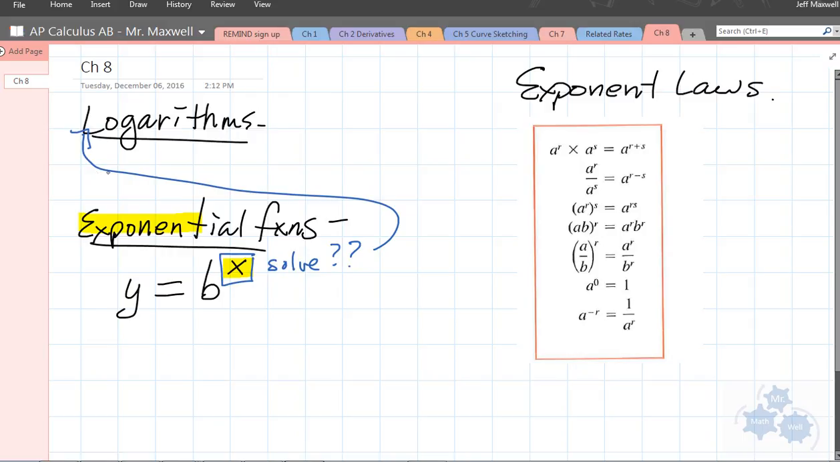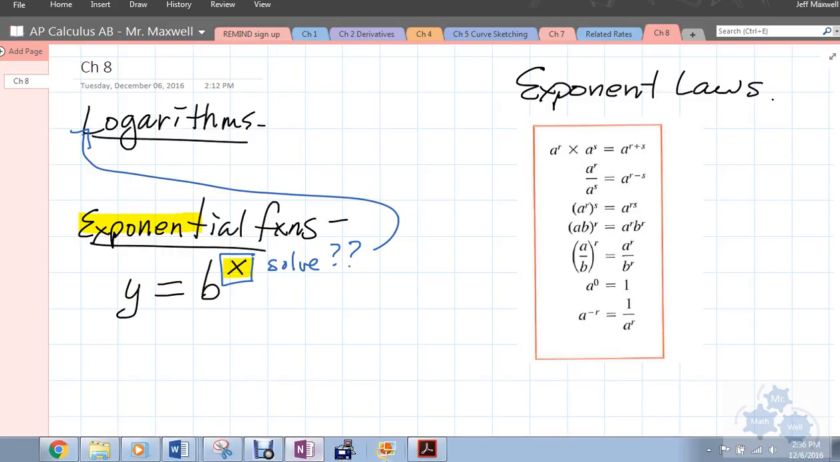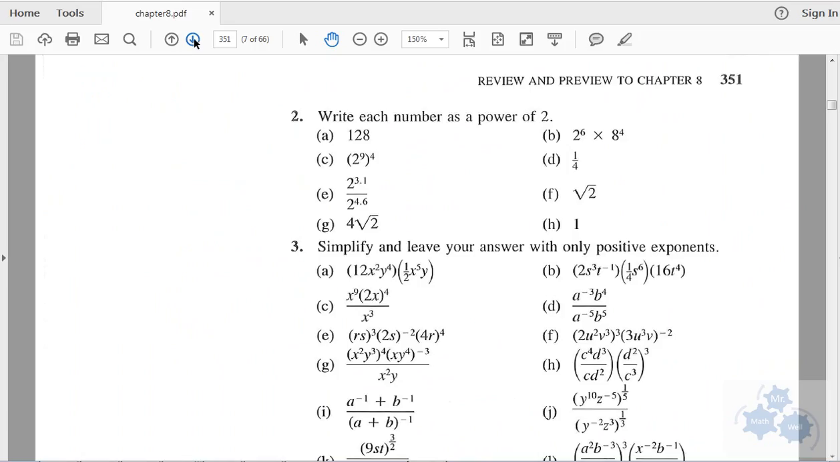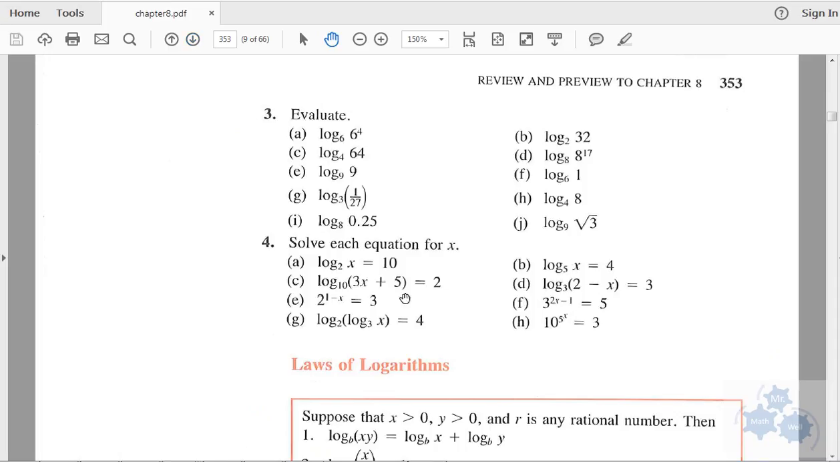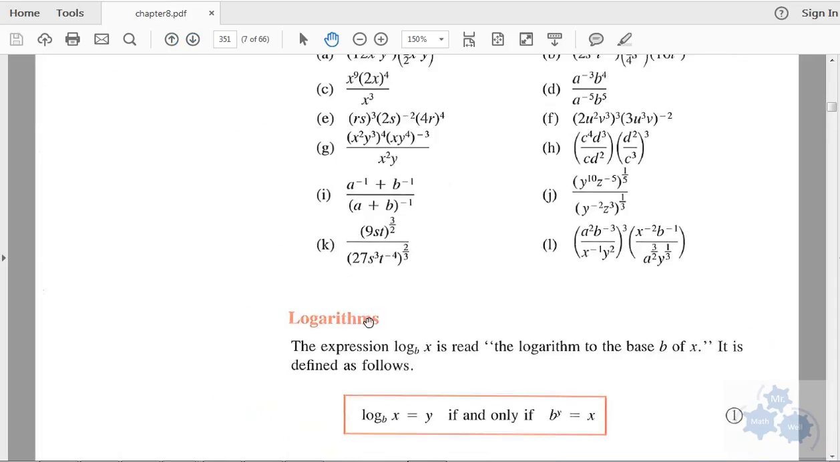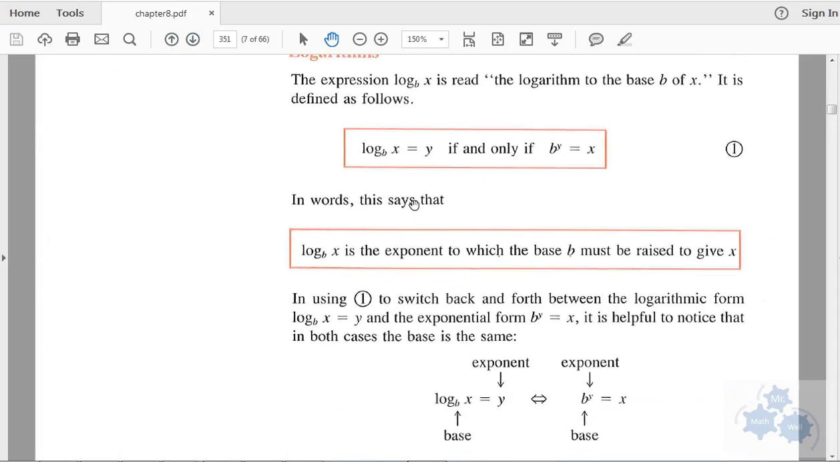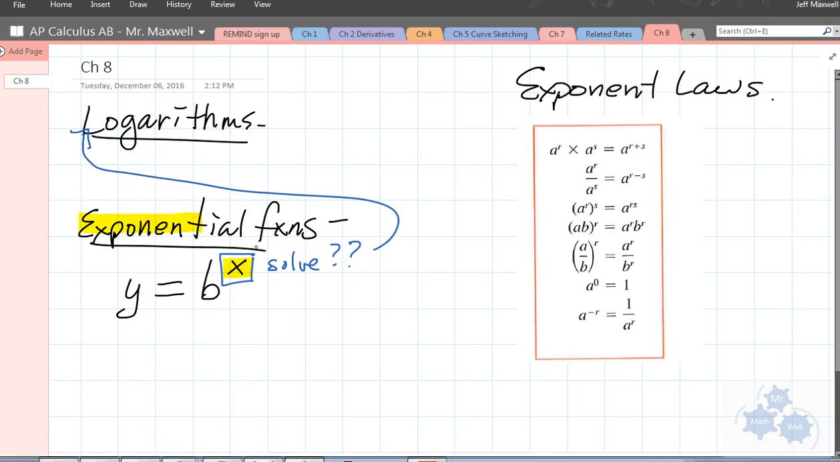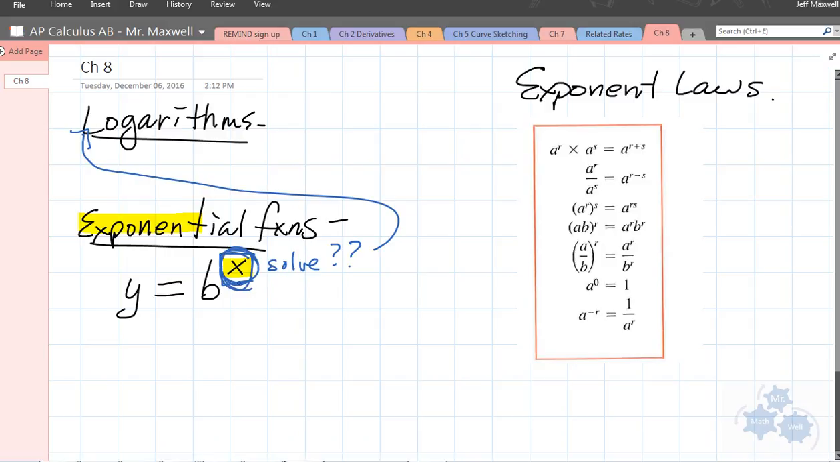So the logarithm, and it's in your textbook here as well. We'll just maybe pop over there. In your textbook, it says, The logarithm is the exponent to which the base b must be raised to give x. Now they use x and y and b here a little bit differently than I am, but let's just go back. So this exponent really can be expressed as a logarithm.